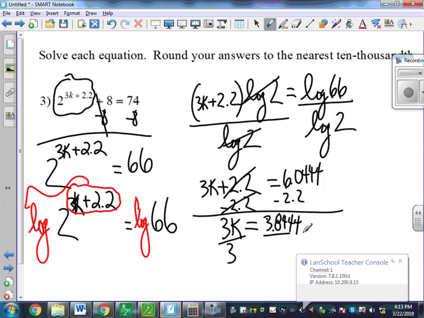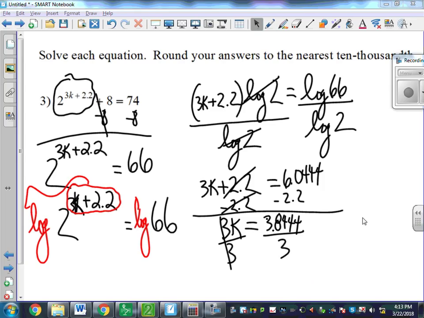Divide both sides by 3. Oh my God, we are almost home free. We almost have what K is. I don't care about land school teacher council. Get lost. Hey, thanks a lot.